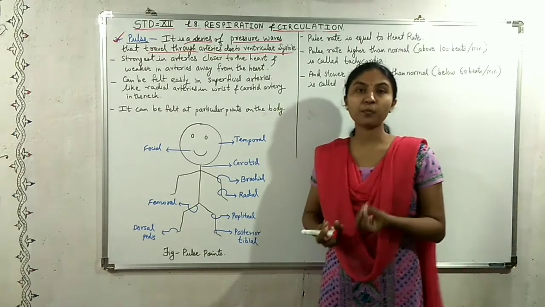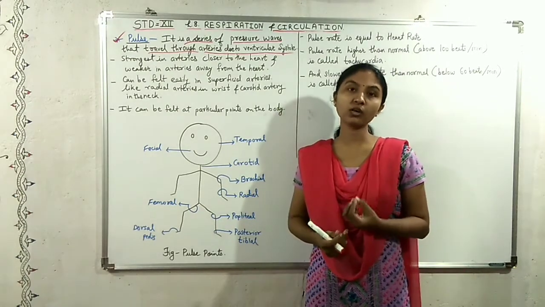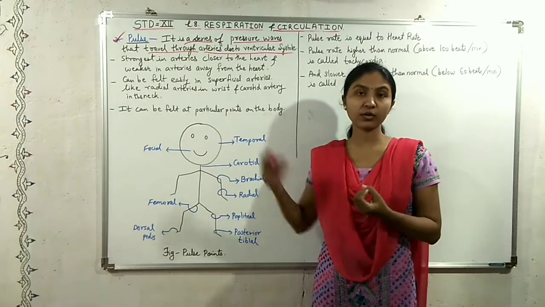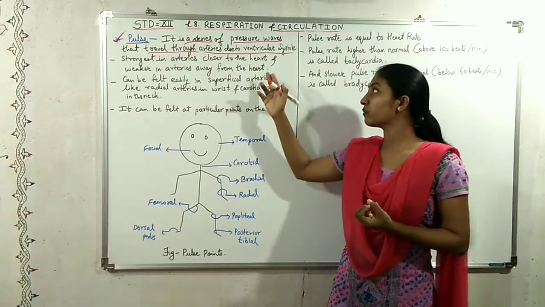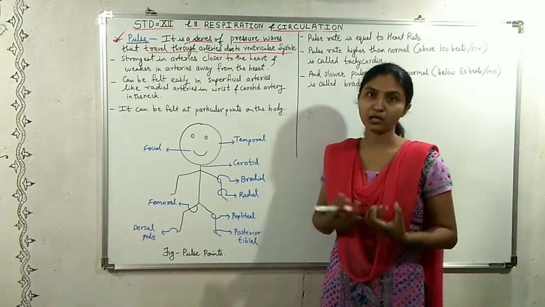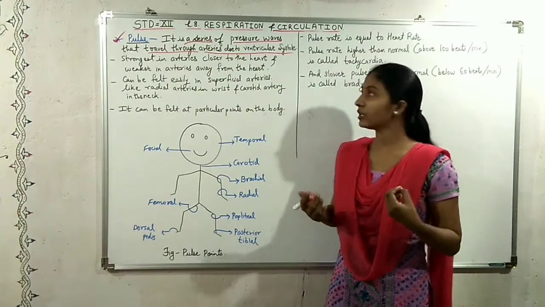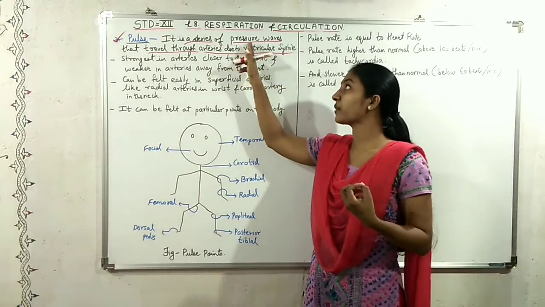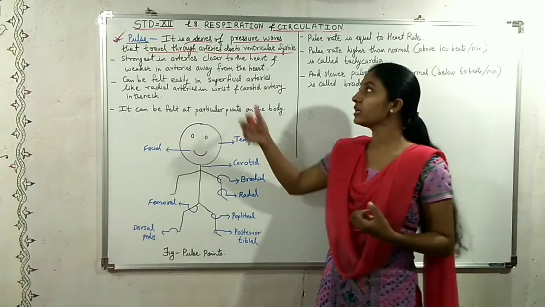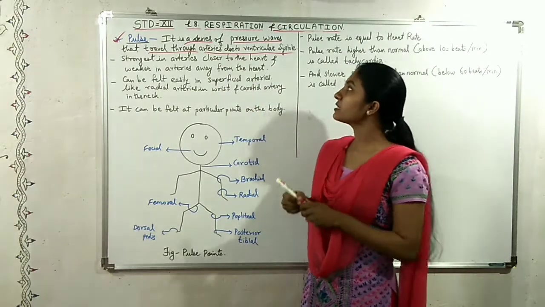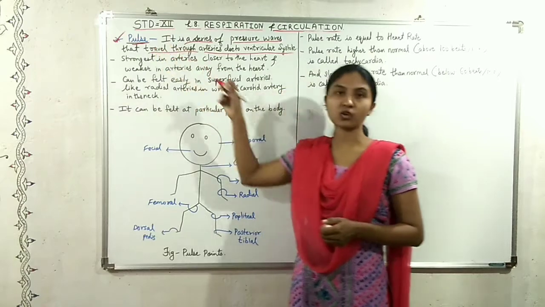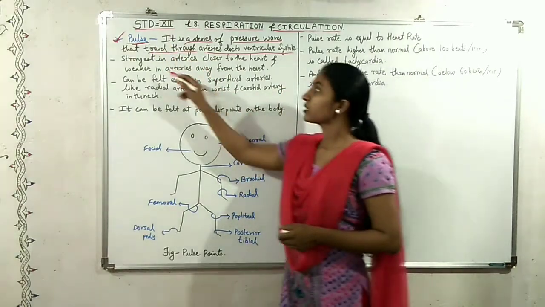When the ventricles contract during the ventricular systole, at that time the blood is pumped out of the heart. So that pressure of the pumping of the blood creates pressure waves in the arteries, and this is called the pulse. This pressure wave is called the pulse.